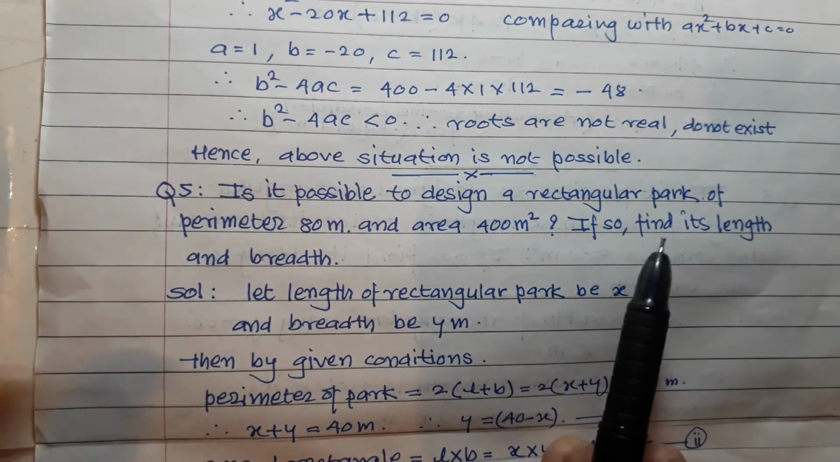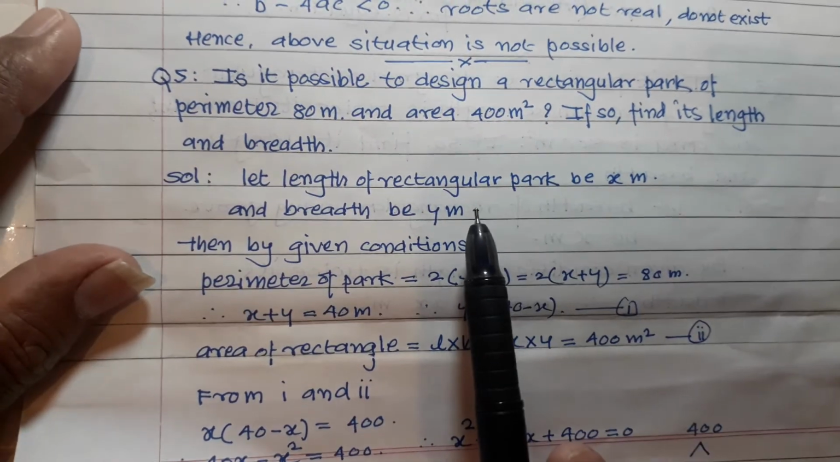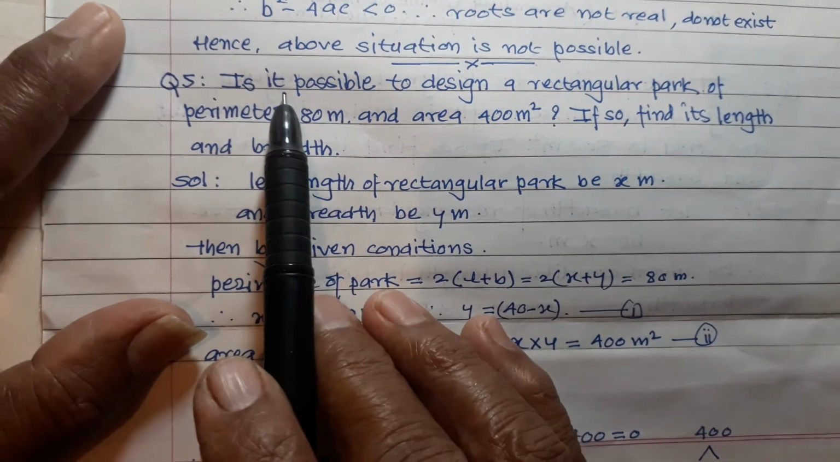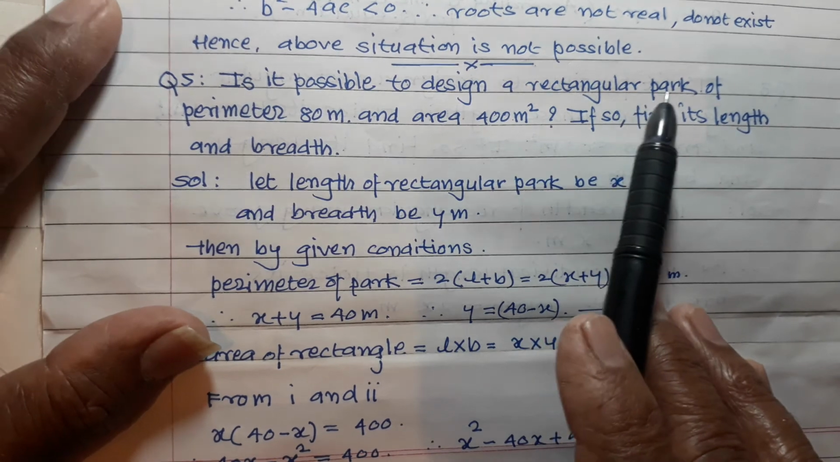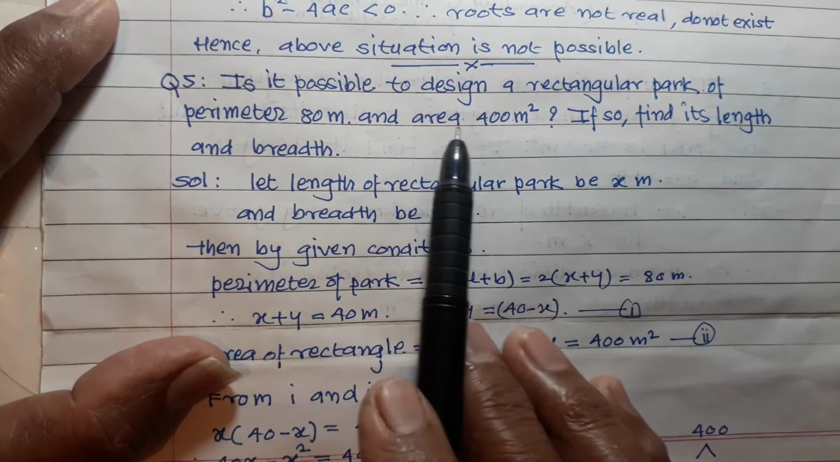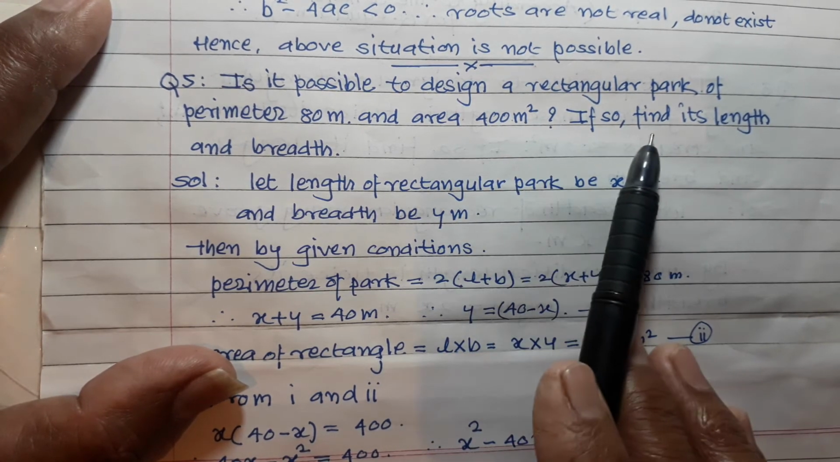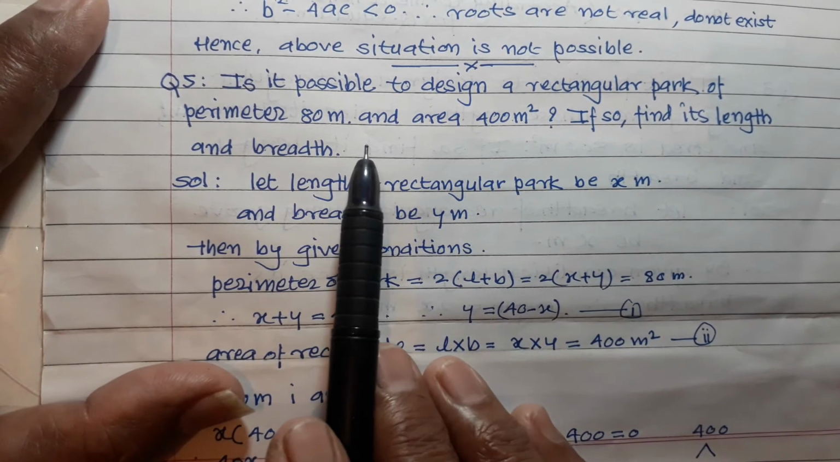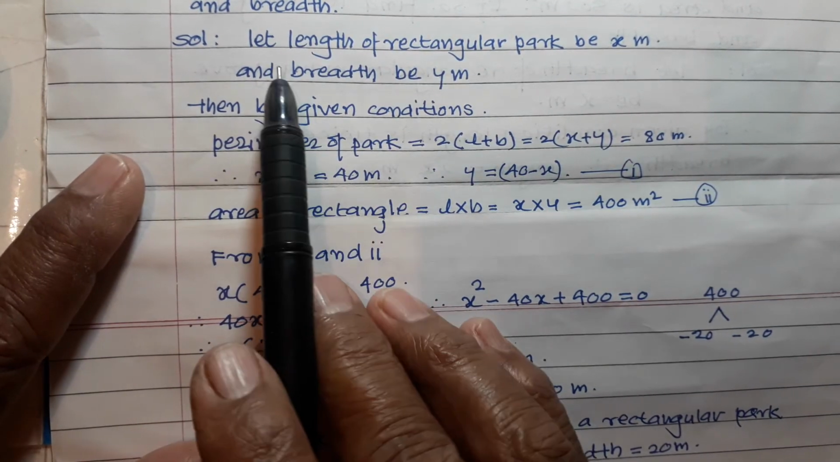Question number 5. Is it possible to design a rectangular park of perimeter 80 meters and area 400 meters square? If so, find its length and breadth. Okay, now try to understand.